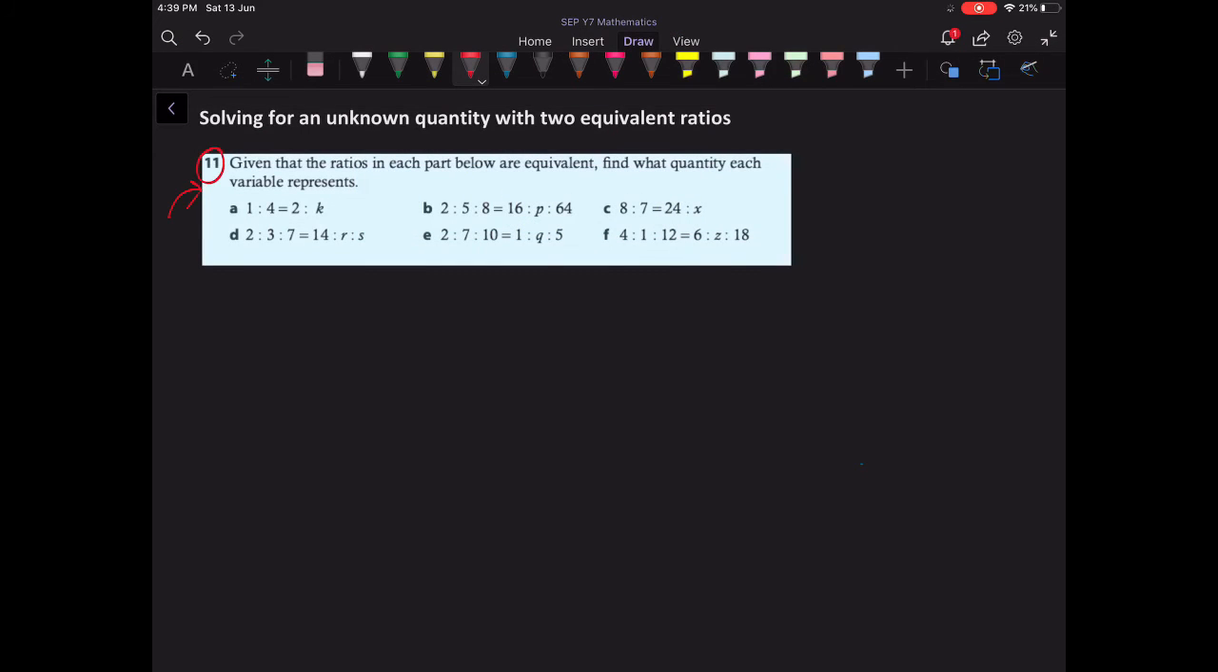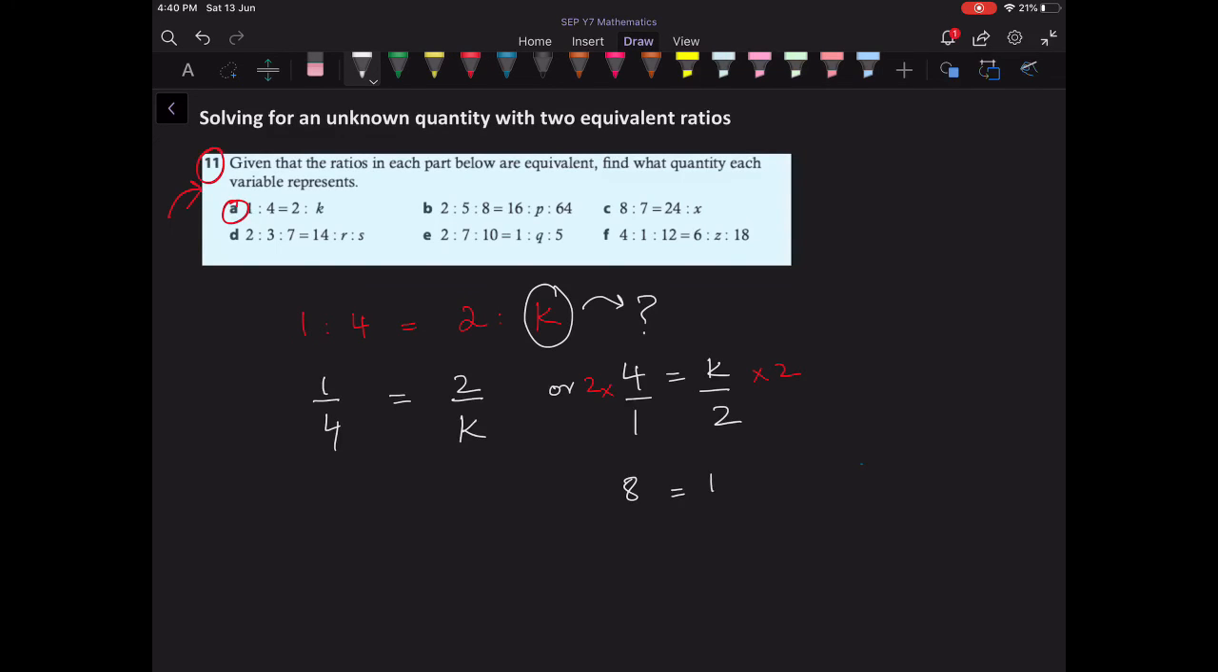Let us now solve unknown quantities in proportions. 1:4 is equal to 2:k, and k is unknown. 1/4 equals 2/k, or flipping the equation gives us 4/1 equals k/2. Multiplying the equation on both sides by 2 gives us 8 on the left and k on the right.